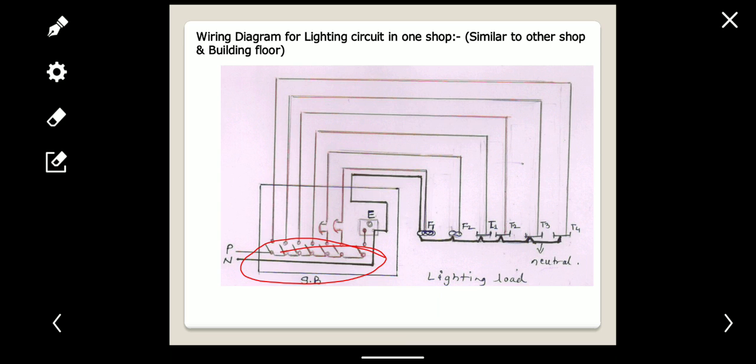Then the first switch is connected to the socket. Then 2 switches are connected to the regulator, and the regulator is connected to the respective fans. Then the remaining 4 switches are connected to the respective tubes. So this is the wiring diagram for the lighting circuit in one shop.